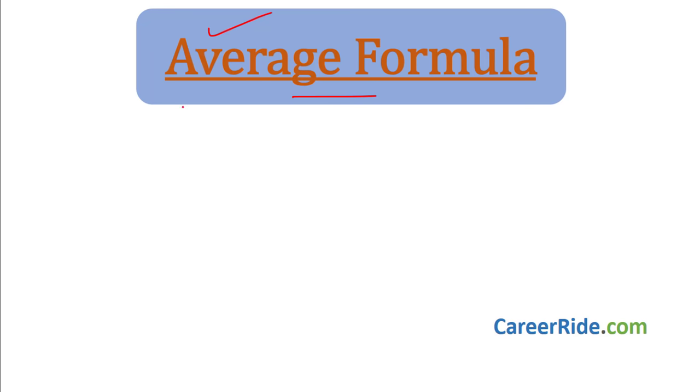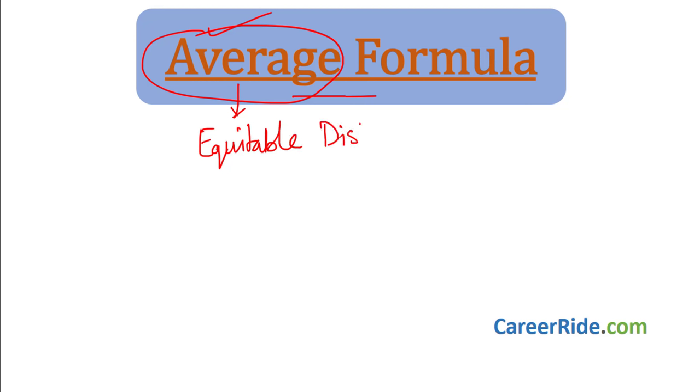Now, let's go on first with what average means. Average is nothing but equitable distribution. What does that mean? That means if you have, say, 100 rupees and there are 5 children, and you want to divide 100 rupees equally among 5 children, what would you do? You will simply give 20 rupees to each child. So each child gets 20 rupees, an equitable distribution.